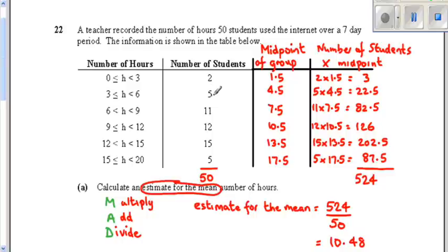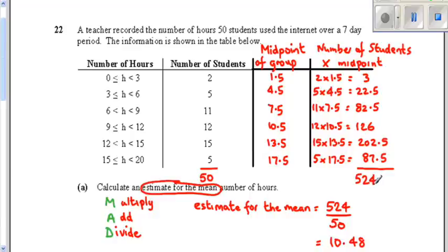Then the next one, the number of students in this group multiplied by the midpoint, which is 22.5, and so on. 11 multiplied by 7.5 is 82.5. So you do all the multiplies, and you get this column of figures here, which you're going to add up. After the multiply, you add up all those numbers, and you get a total of 524.